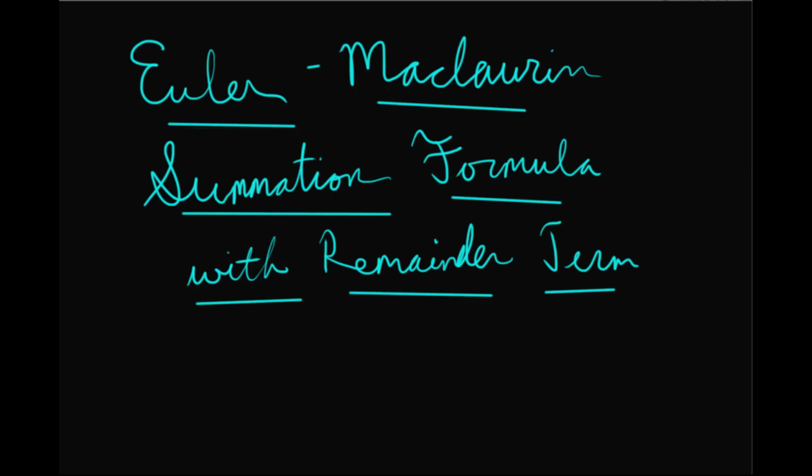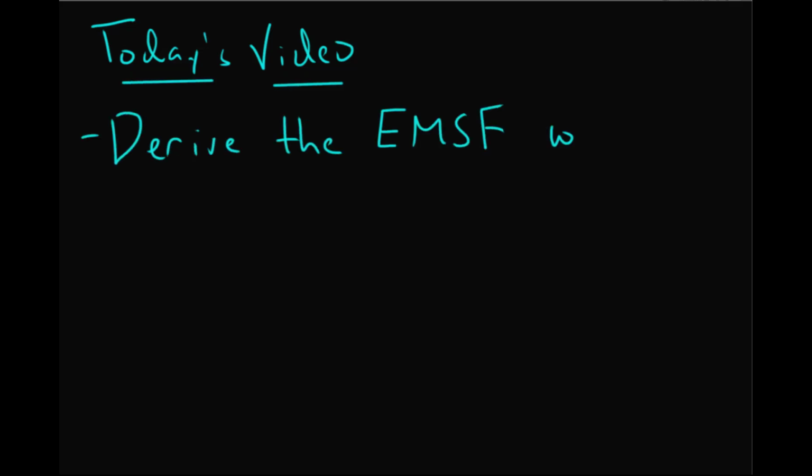And so this version of the Euler-Maclaurin summation formula that we're deriving today is really the final or contemporary version of the formula as it's understood. So the agenda for today's video lecture is pretty straightforward. We're first going to derive the Euler-Maclaurin summation formula with the remainder term, and then we're going to use it for an important application.